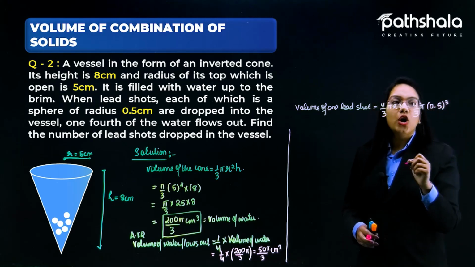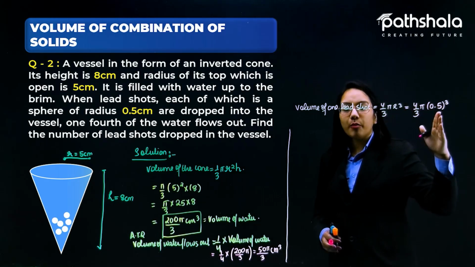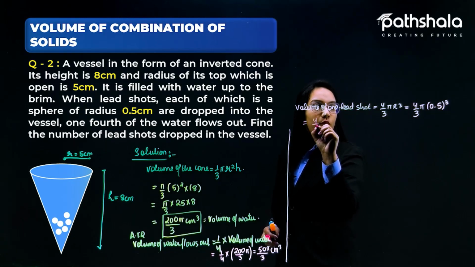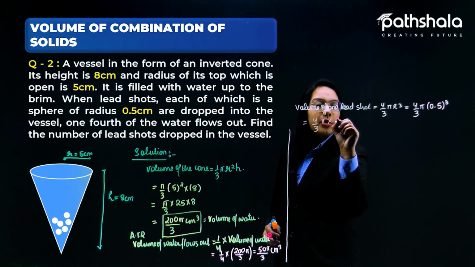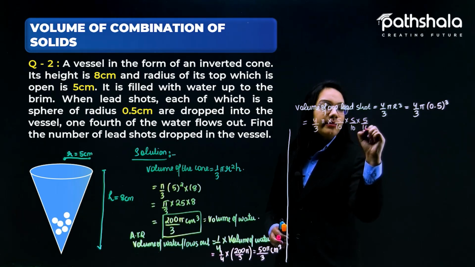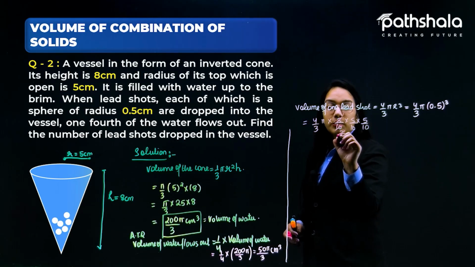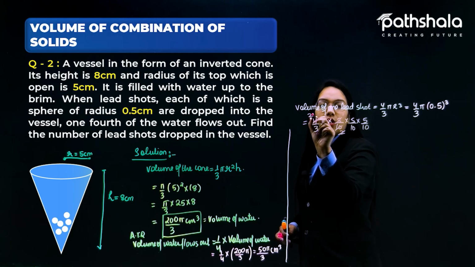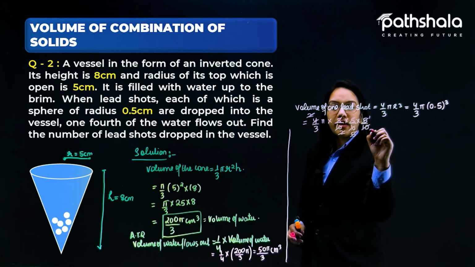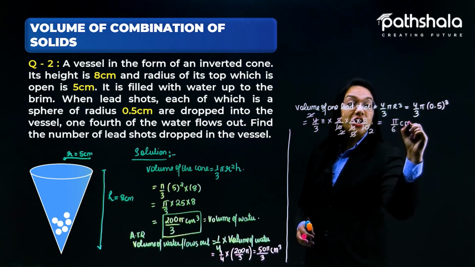Now as you can see, this is 4/3 pi times 0.5 whole cube. Now let's sort it out. This is equal to 4 by 3 pi into 5 by 10 into 5 by 10 into 5 by 10. We have 3 times. Again, let's sort it out. 2 and 2 is 4, and further we have 2 and 5 is 10. The 5s get cancelled. So this is equal to pi by 6 centimeter cube.